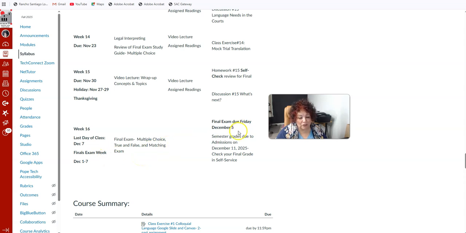Your final exam is due Friday, December 5th. No exceptions, because I have to submit the grades to the campus, to the college, December 11, and you can see those in self-service. Again, the last day of class is December 7. However, your final exam is due December 5th. And I open it 1 week ahead of time, so that you have plenty of time.